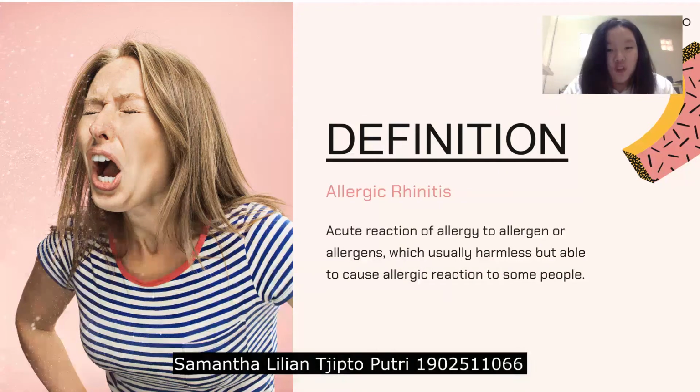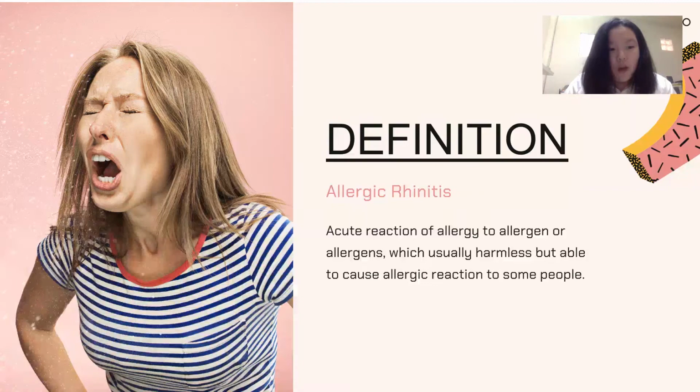Allergic rhinitis, also known as pollinosis and hay fever, is an acute allergic reaction to allergens, which are usually harmless but able to cause an allergic reaction in some people. Several of the most common allergens that cause allergic rhinitis are pollen, animal dander, and dust. Allergic rhinitis symptoms, which are characterized by nasal congestion, sneezing, rhinorrhea, epiphora, acute sinusitis, and itching, occur after the allergen is breathed in, ingested, injected, or contacted.